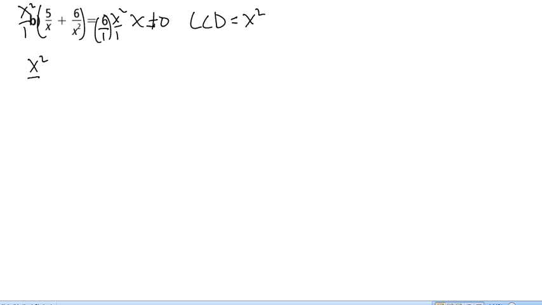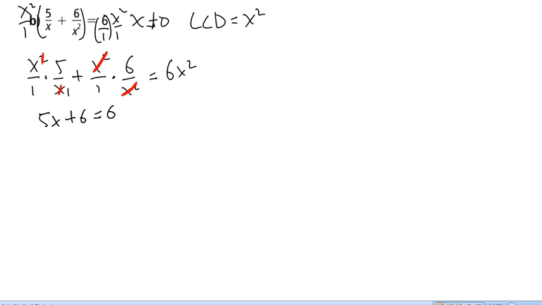When I multiply that through the brackets, I get x squared over 1 times 5 over x plus x squared over 1 times 6 over x squared equals 6 times x squared, which is just 6x squared. X squared over x is the same as x over 1, and x squared over x squared equals 1, and notice those are both because x can't be 0. So we end up with x times 5 is 5x. 6 times 1 over 1 is just 6, so 5x plus 6 equals 6x squared.